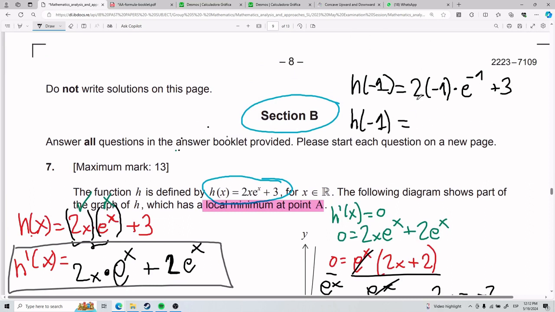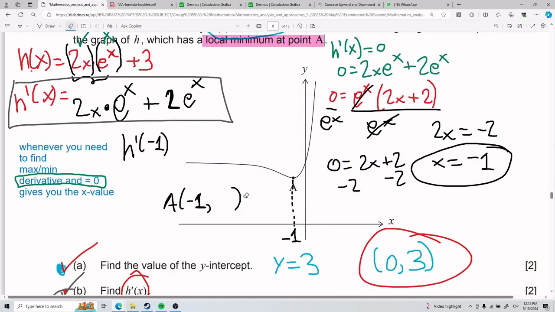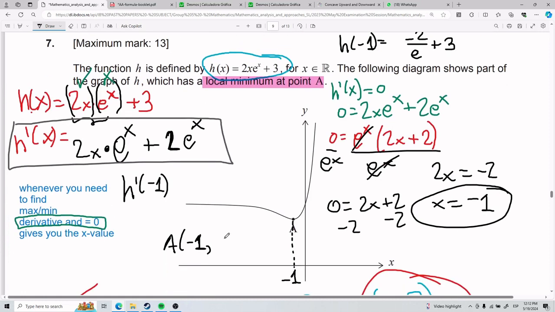So I can work this out a little bit. This first part is just going to be negative 2. And this e to the power of negative 1, or better said, anything with a negative exponent, you're going to flip it. So it's going to go on the bottom and still to the power of 1, plus 3. And so from here, because you don't have a calculator, you can just leave it as negative 2 divided by e, plus 3. All right, and so this, believe me, is your final answer. Okay, and so the point A has an x coordinate of negative 1 and a y value of negative 2 divided by e, plus 3.